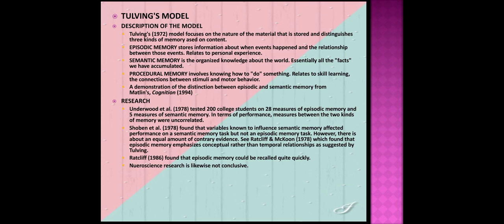However, there is about an equal amount of contrary evidence. See Radcliffe and McCune in 1978, which found that episodic memory emphasizes conceptual rather than temporal relationships as suggested by Tulving. Radcliffe in 1986 found that episodic memory could be recalled quite quickly. Neuroscience research is likewise not conclusive.